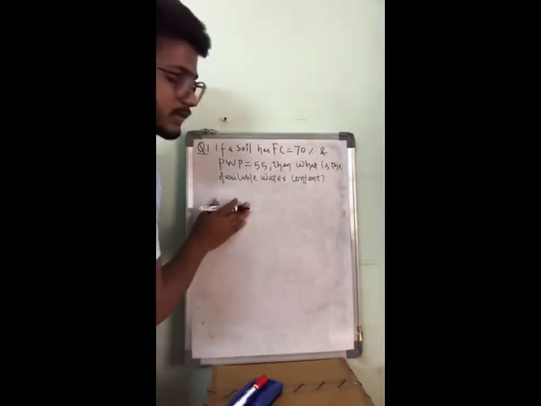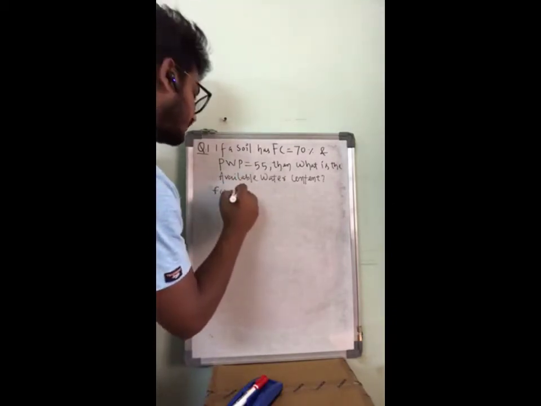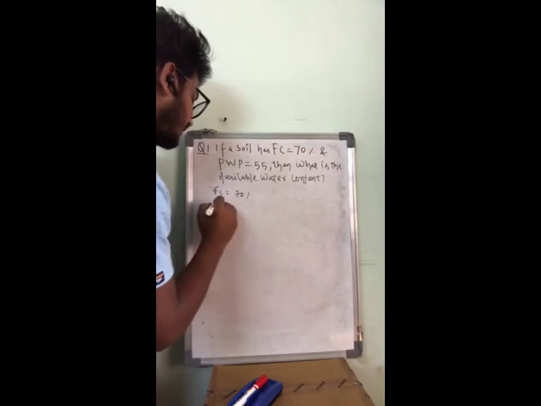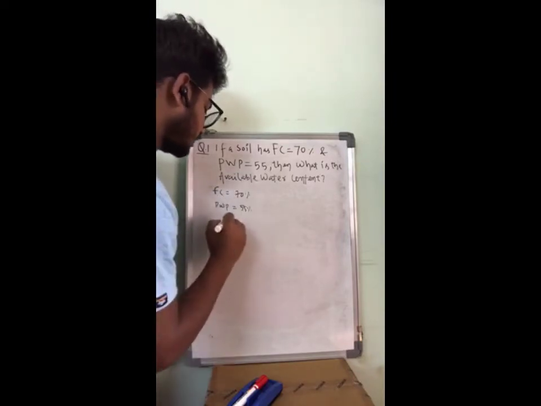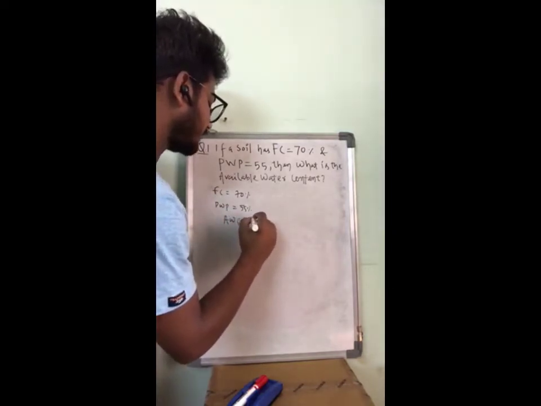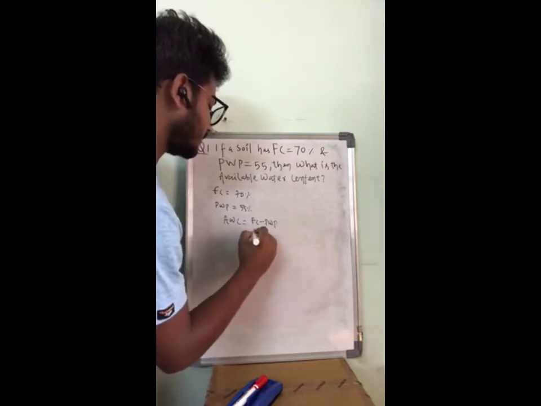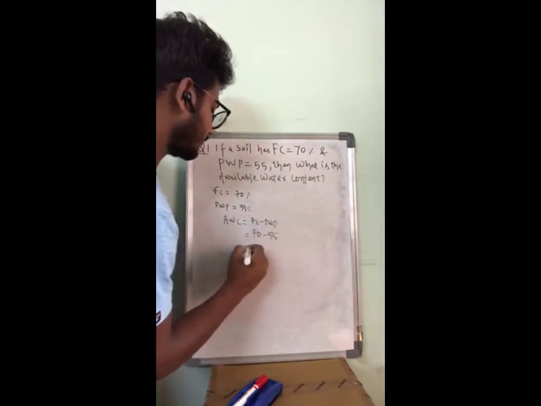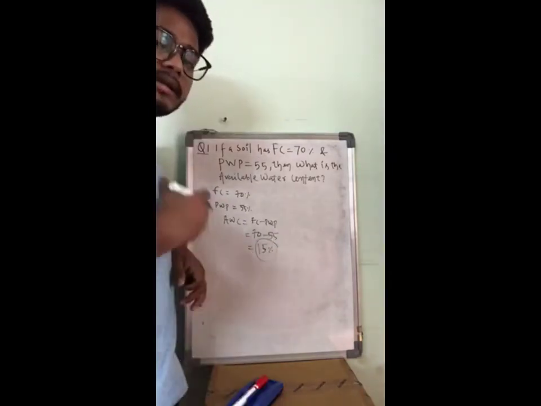Okay, now let's solve this question. Coming to the question, it is given that the FC is 70% and PWP is 55%. So available water content is equal to FC minus PWP, which is 70 minus 55, that is 15%. Let's move to the next example.